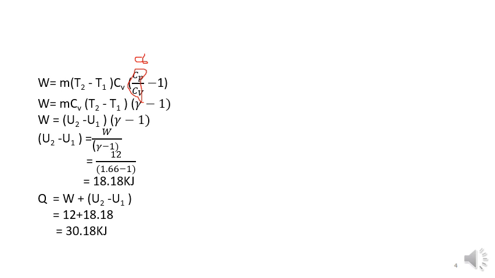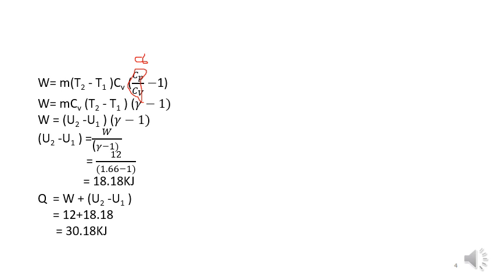But in the problem they didn't mention the R value. They mention the gamma value. When gamma comes, the ratio of the two specific heats, Cp by Cv, is equal to gamma. That's why I am taking Cv as common and bringing it outside. It becomes m(T2 minus T1) Cv gamma divided by gamma minus 1. So here also we can clearly observe that mcv(T2 minus T1) we can write as the change in internal energy.